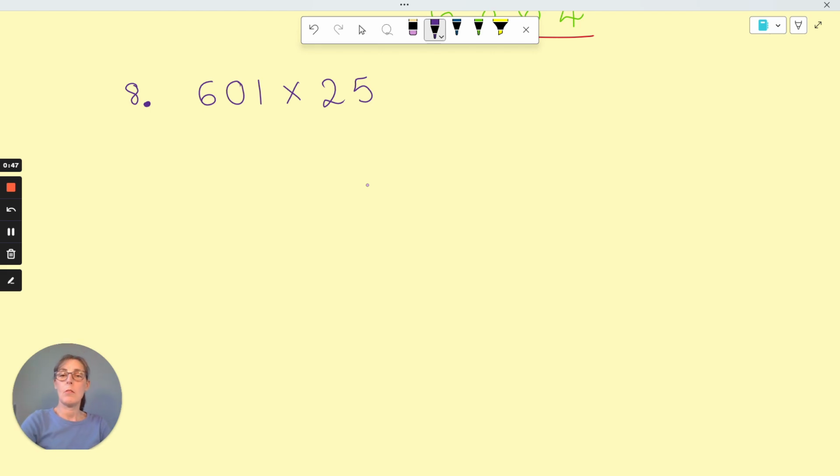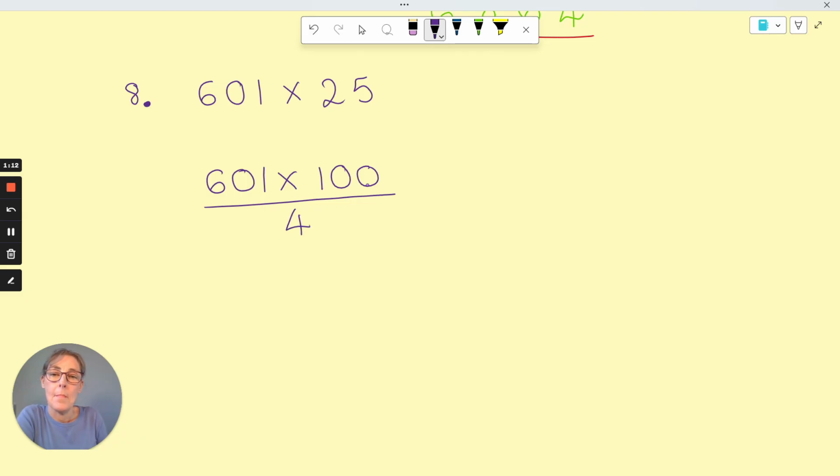This would be nice by grid, or we could multiply and then divide. So I'm going to do this 2 different ways just to show the flexibility of multiplication. Okay. So I'm going to do 601 multiplied by 100 divided by 4. All right. Because I'm doing 601 and I'm multiplying by 100. 100 is 4 times bigger than 25. And then I'm going to divide by 4.